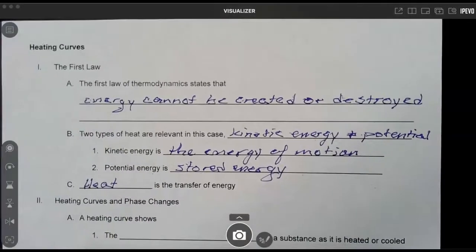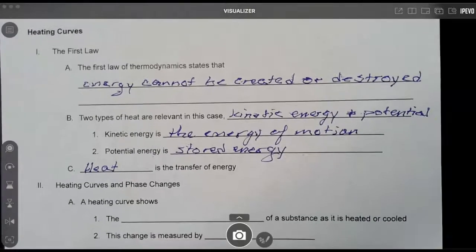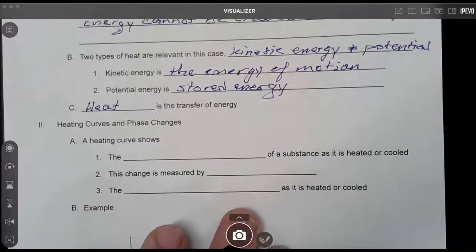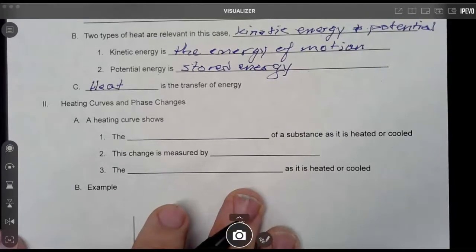Heat is not a substance. You can't add heat to things. You can only add kinetic energy or potential energy. However, for convenience sake, we call that heat. Now this brings us to heating curves and phase changes.